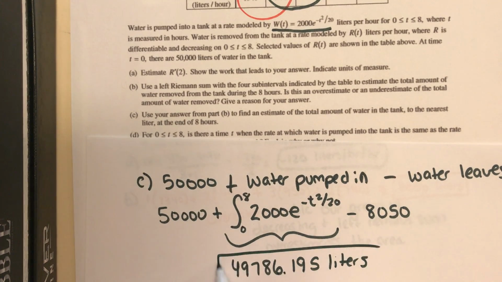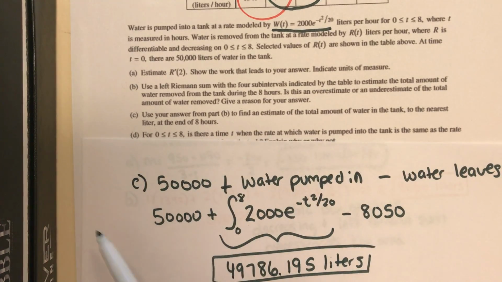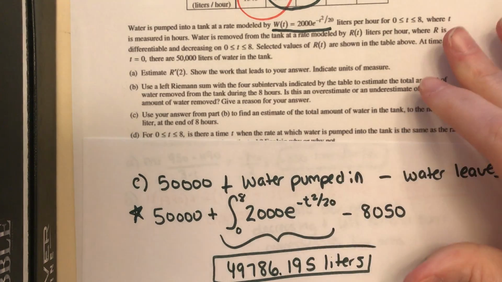Now for full credit, you want to make sure you write down everything you plugged into your calculator. So even though you did all this on your calculator, this is the most important step right here, is writing down what you typed in.